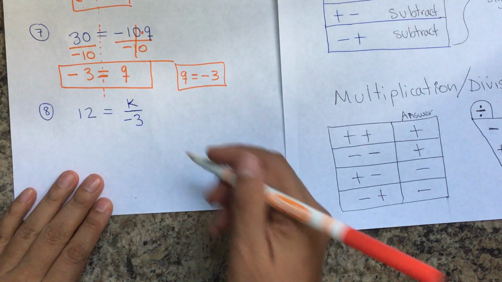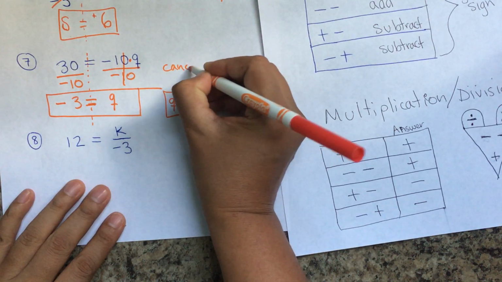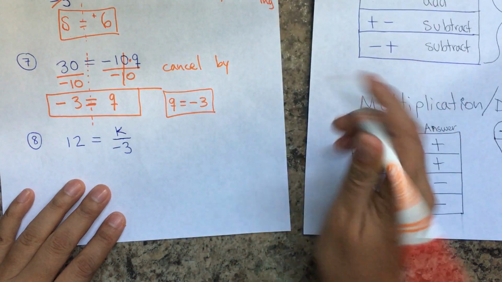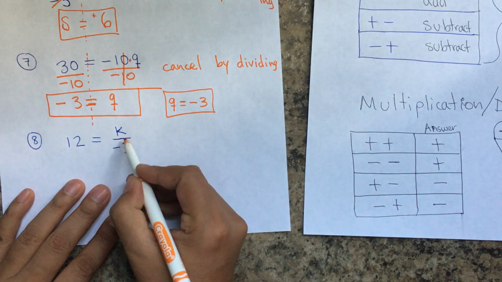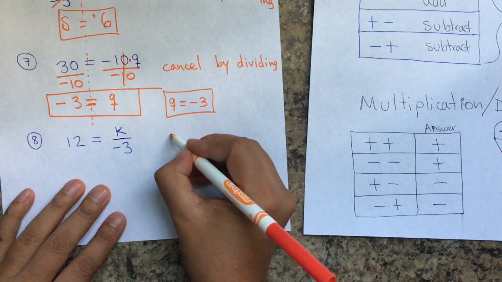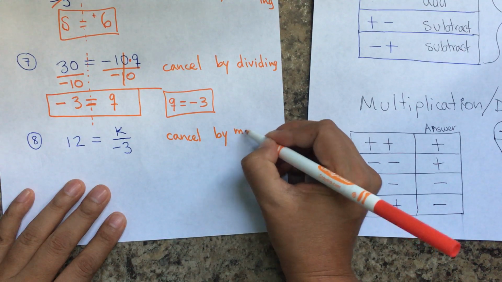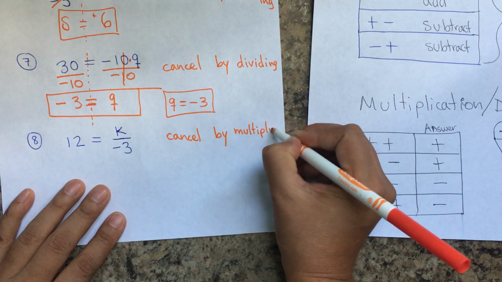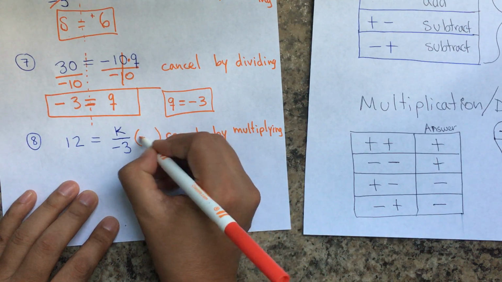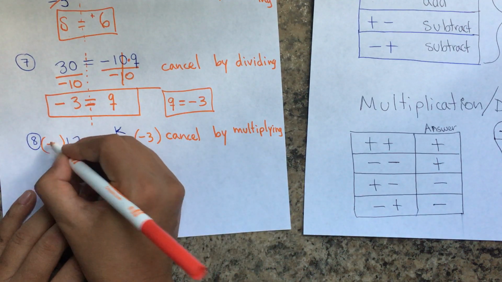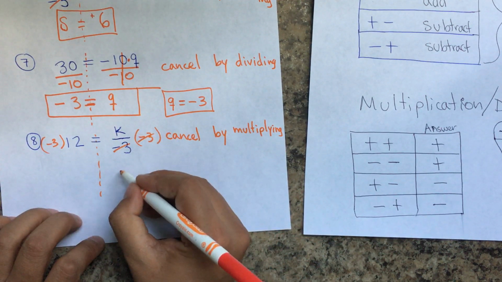And finally, if I'm multiplying, oh, I forgot to write in here. Cancel by dividing. If I'm dividing, the opposite is cancel by multiplying. Okay, so I'm going to multiply. Remember that in multiplication and division, you keep the sign. And what do I get?